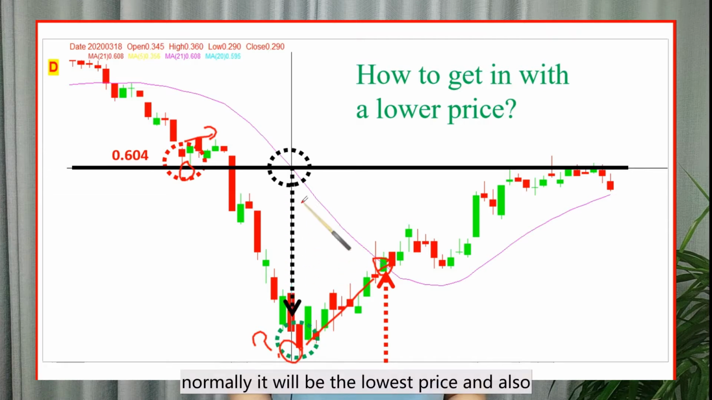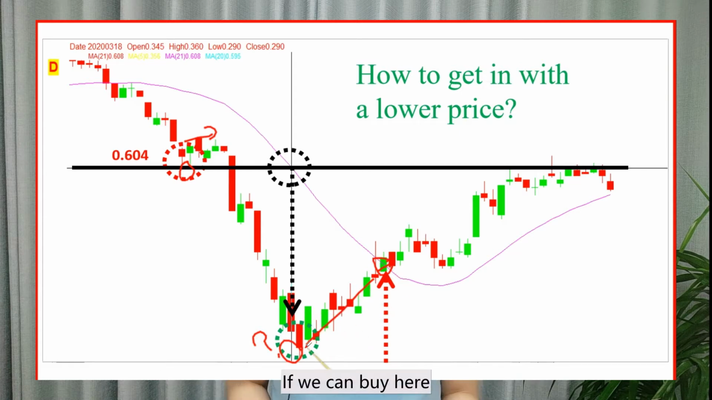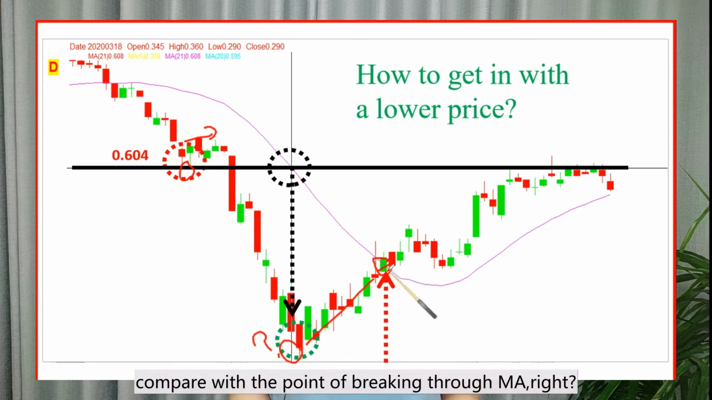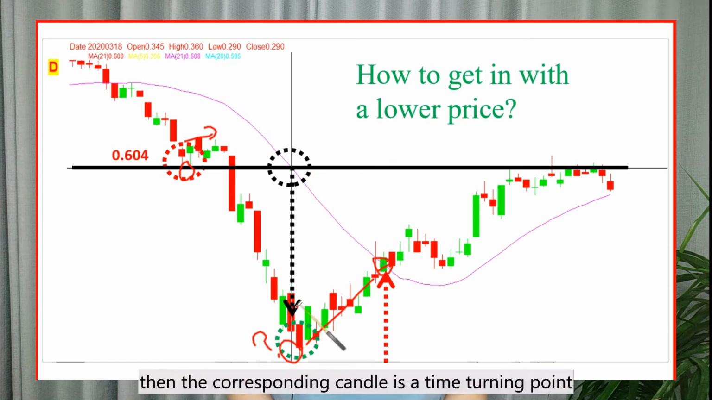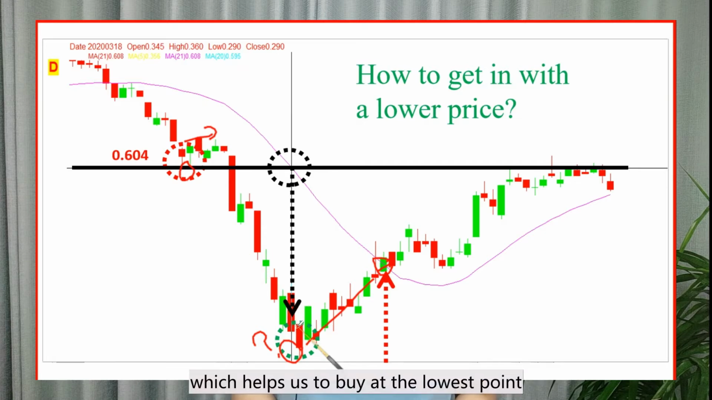Normally, it will be the lowest price and also the starting point of the following uptrend wave. If we can buy here, we can make much more compared with the point of breaking through MA, right? Let's make a short summary. When MA crosses the horizontal line based on the previous low point, then the corresponding candle is a time turning point, which helps us to buy at the lowest point, and once we buy, the price will rise.